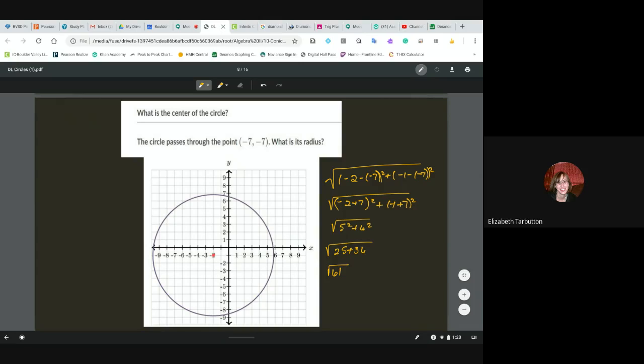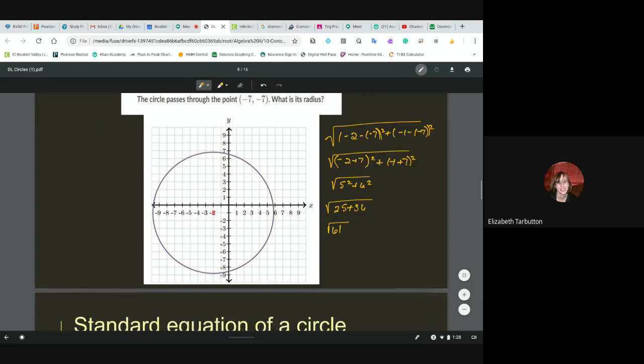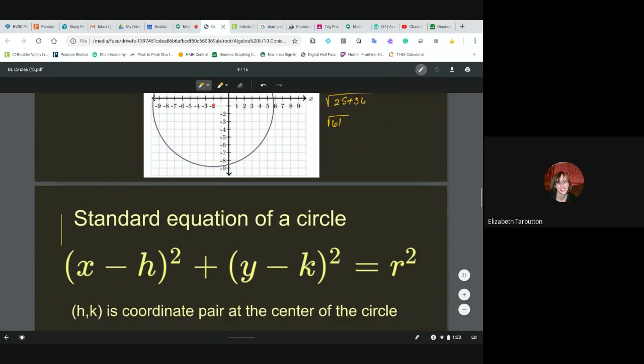Let me just leave that in exact terms, like square root of 61. Now, if you were doing this in your calculator, you might have to square whatever your answer is. So if you get something like 7.8 or 7.6 for this, then if you square that answer, it would tell you what would go inside of your radical. So it would give you 61.